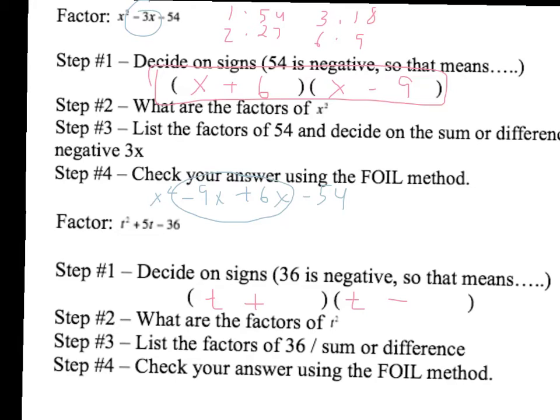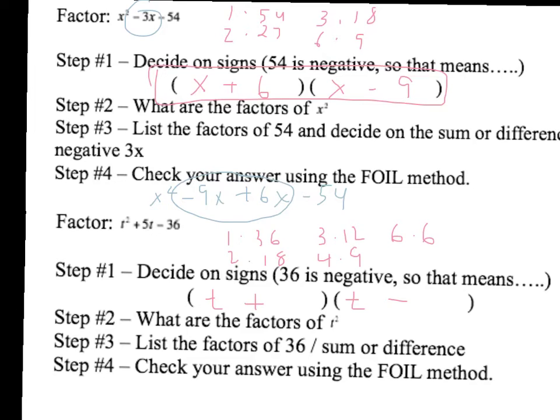And now we're going to list the factors of 36. 1 and 36. 2 and 18. 3 and 12. 4 and 9. 5 and nothing. 6 and 6. 7 and 7. 8, 9, so forth and so on. We've already doubled 6, so we're all set here.